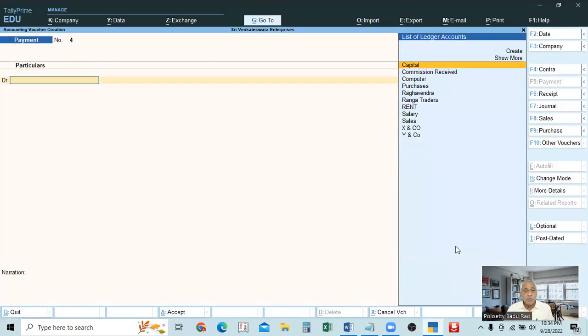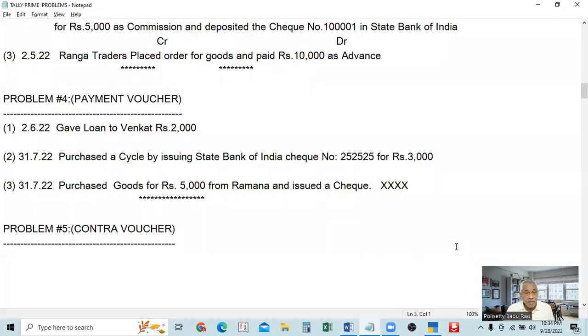Then to whom did we paid? We paid to Mr. Venkat. We gave a loan to Venkat, whatever it may be. We paid Venkat 2000. In this, what are the two accounts? Venkat is one account, and cash paid is another account. So here, Venkat is receiving, where giving means Venkat is receiving. His account is to be debited. Cash is going out, so the cash account is to be credited here.